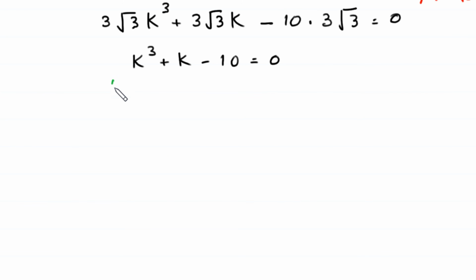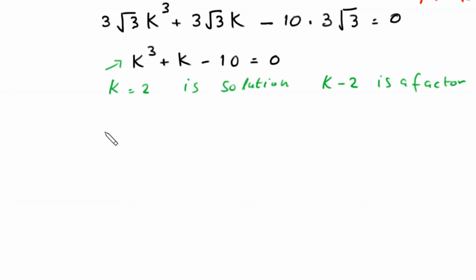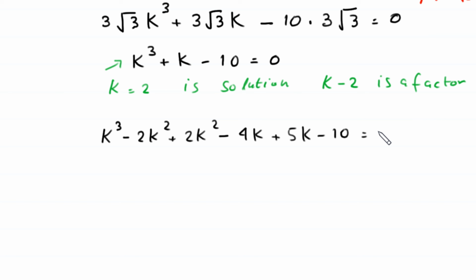We notice that k equals 2 is a solution of this cubic equation, which means that k minus 2 is a factor of it. So we can rewrite this equation as k cubed minus 2k squared plus 2k squared, and we write this k as negative 4k plus 5k minus 10 equal to 0.